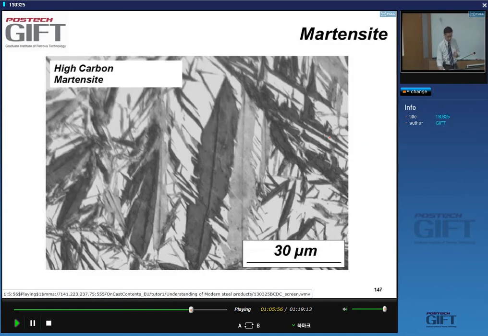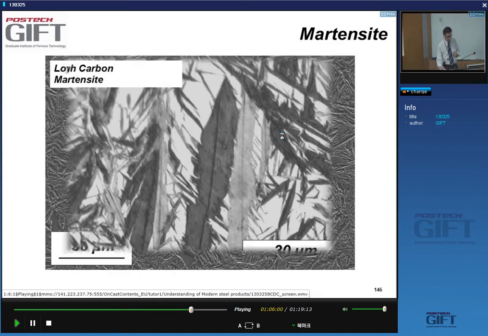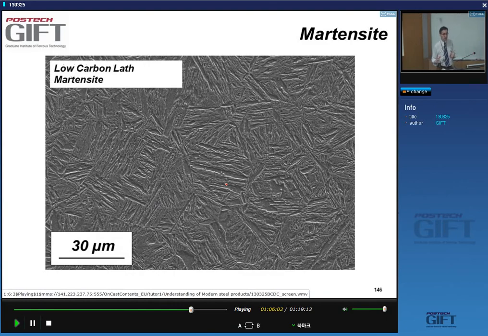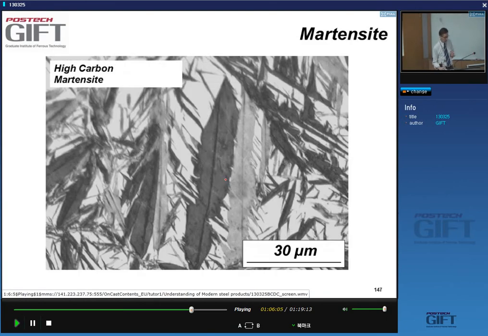And this is at high carbon content. Yeah? And the magnification about the same. So you can see the martensite, this is a high carbon martensite. The martensite transformation, even in steels, will be different depending on the temperature.